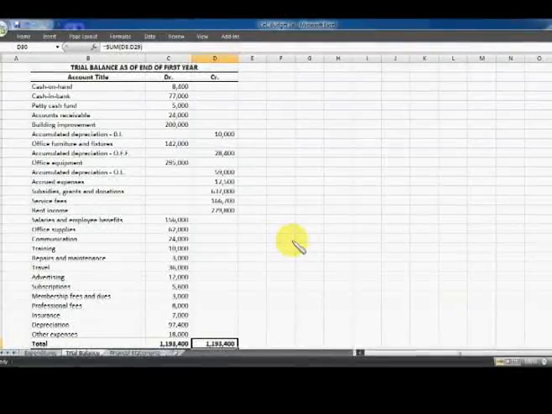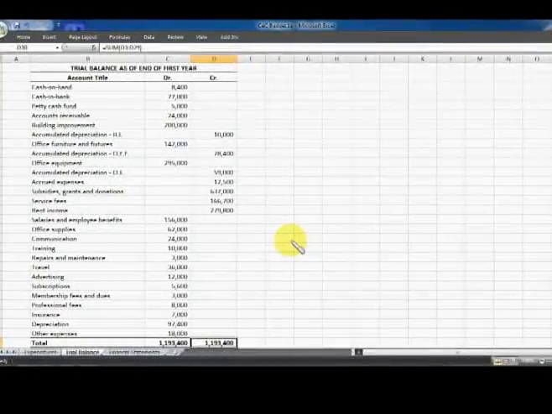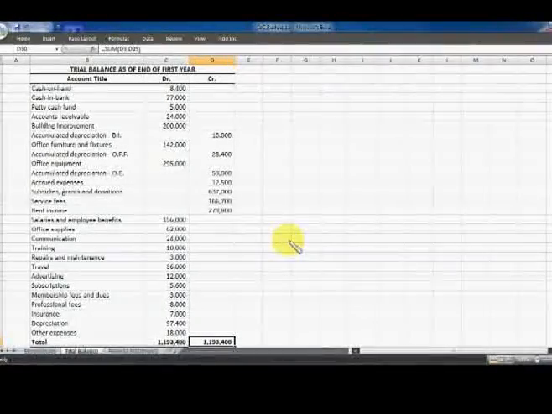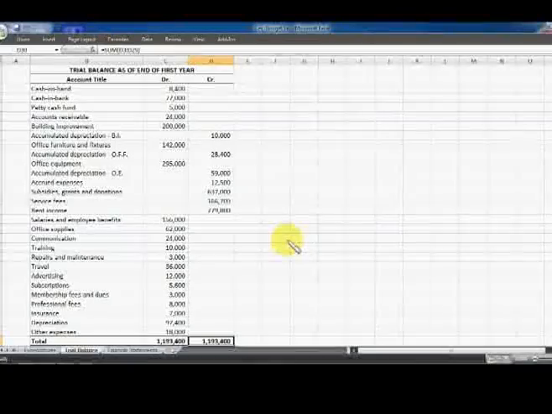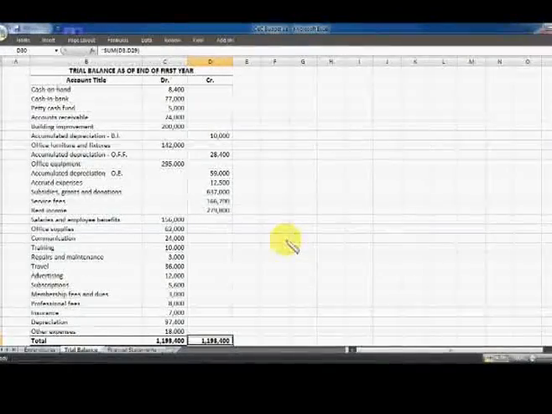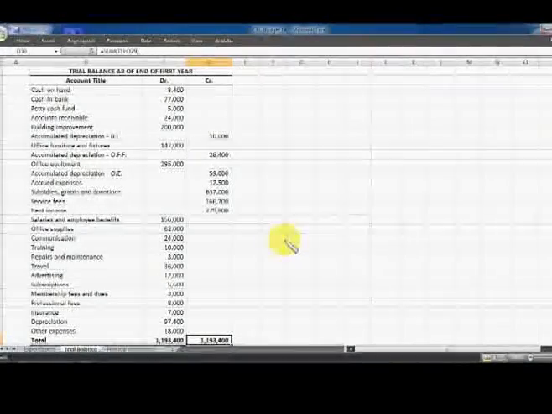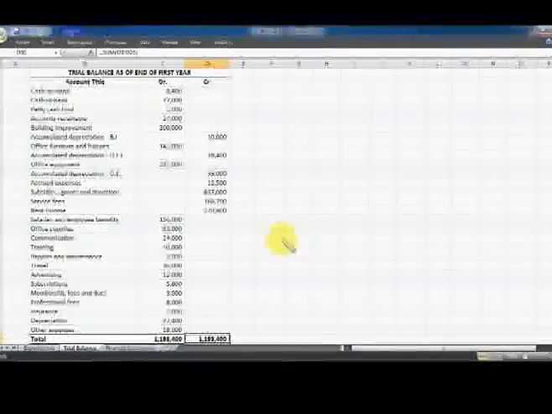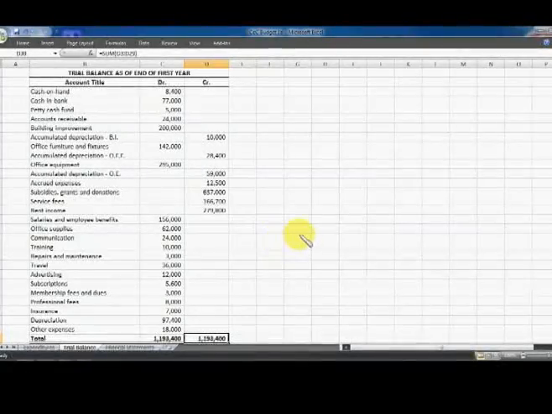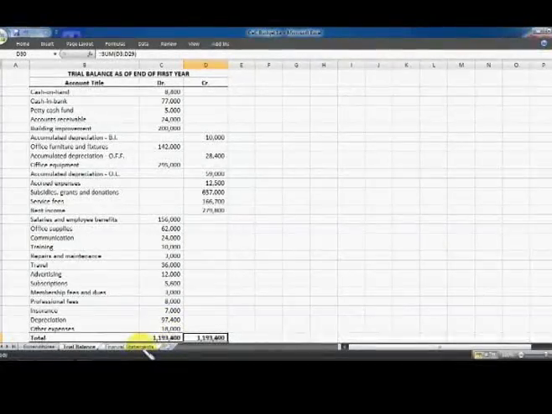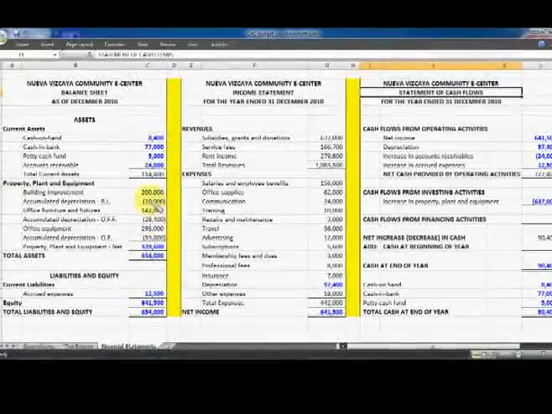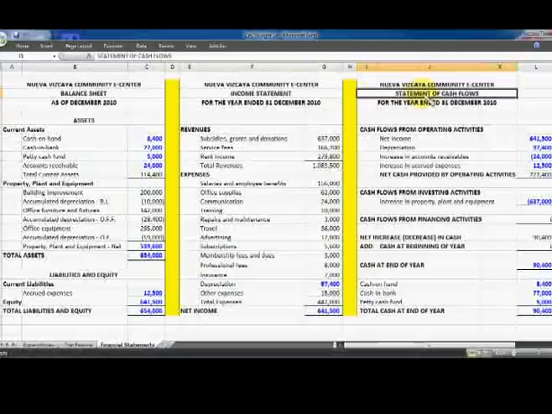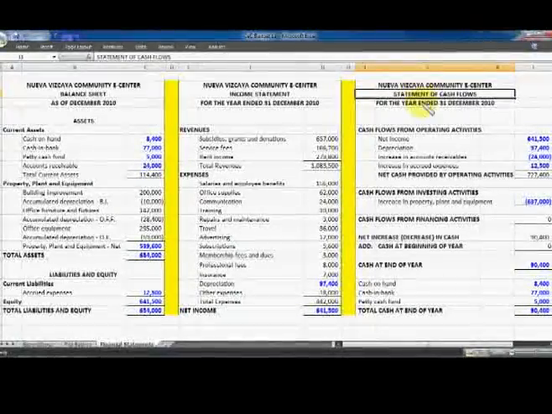Now, after reflecting the adjustments, correcting entries, as well as reclassifying journal entries to the trial balance, then we arrive at an adjusted trial balance. So only then shall we prepare the financial statements of the CEC. And the financial statements that we will prepare for the CEC will take the form of a balance sheet, income statement, and statement of cash flows.